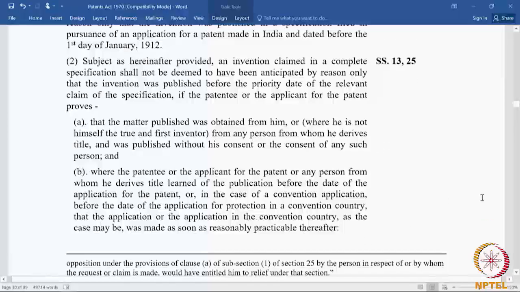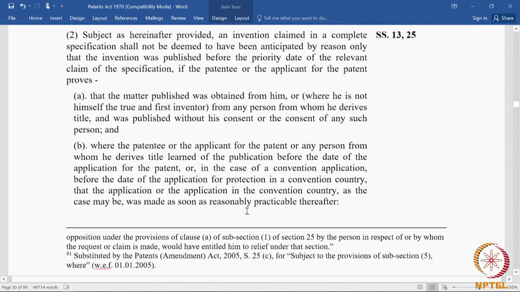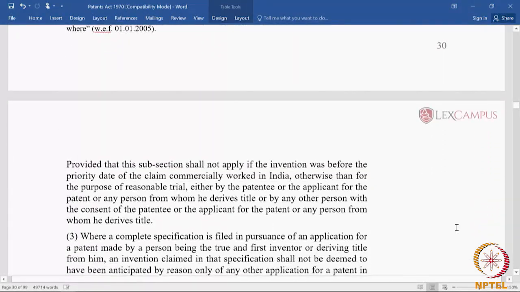B, where the patentee or the applicant for the patent or any person from whom he derives title of the publication before the date of the application, or in case of a convention application before the date of the application for protection in a convention country, that the application or the application in the convention country, as the case may be, was made as soon as reasonably practicable thereafter, provided that this subsection shall not apply if the invention was before the priority date of the claim commercially worked in India, otherwise than for purposes of reasonable trial, either by the patentee or by a person who derives title with the consent of the patentee or the applicant for the patent or any person from whom he derives title.